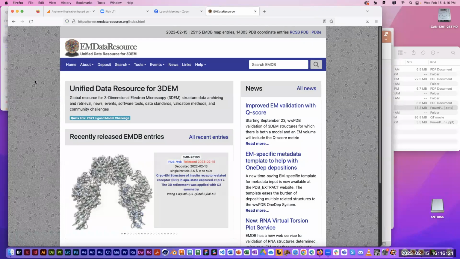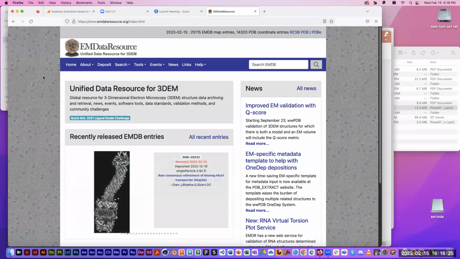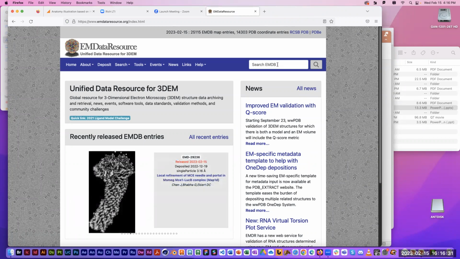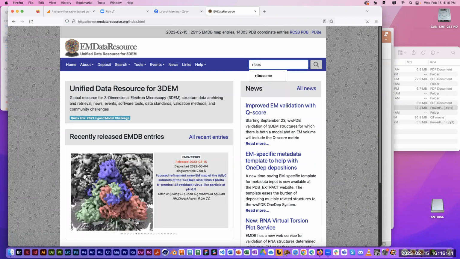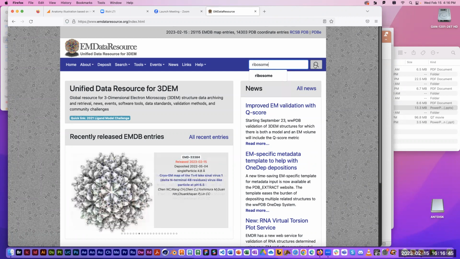The last one I want to show you is this EM data resource, or EM data bank. This is a database of electron microscopy data, and you can just do a simple keyword search. So let's say we wanted to look for, I know, I'm going to look for ribosome. I'm going to see if I can find a model of the 3D structure of a ribosome.